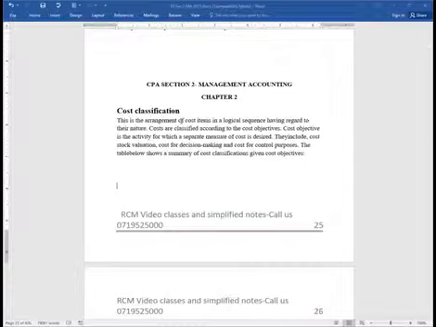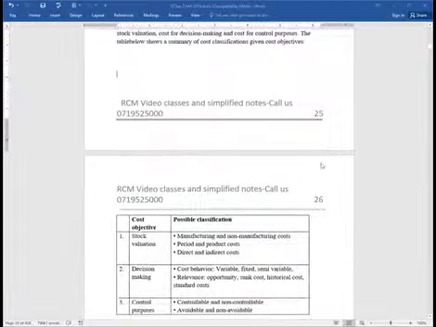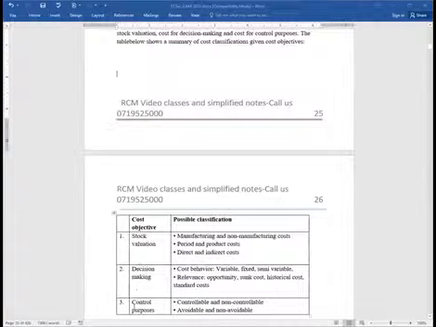Ladies and gentlemen, I would want to reiterate something here. A cost objective, a cost goal, is that activity whose cost you would want to evaluate as a standalone activity. We shall be able to see further to this as we progress. So look at this. Cost objective, like the first goal, will be to carry out a stock valuation. We have decision making and control purposes.